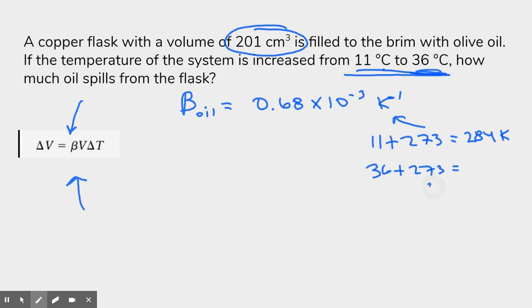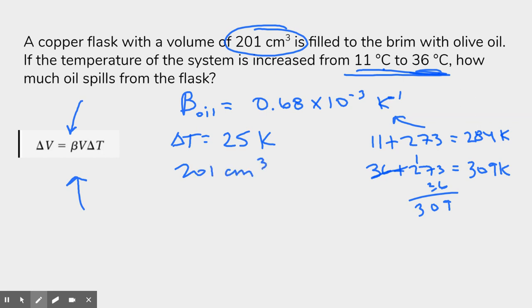Okay, so we get 309 Kelvin. If we find the difference from 309 to 284, we'll find that our change in temperature was 25 Kelvin. And we have our volume. It's 201 centimeters cubed.